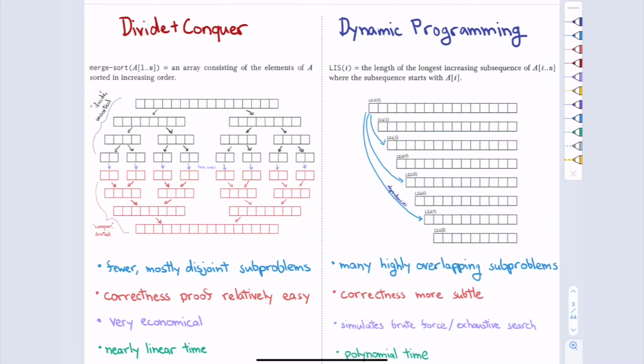Whereas for the dynamic programming type of problems, it's often less obvious that there is a polynomial time algorithm. And the subproblems are set up to be more exhaustive, trying a lot of combinations, making sure you don't miss anything. Still, we try to make sure that at least the number of subproblems is polynomial and not exponential.